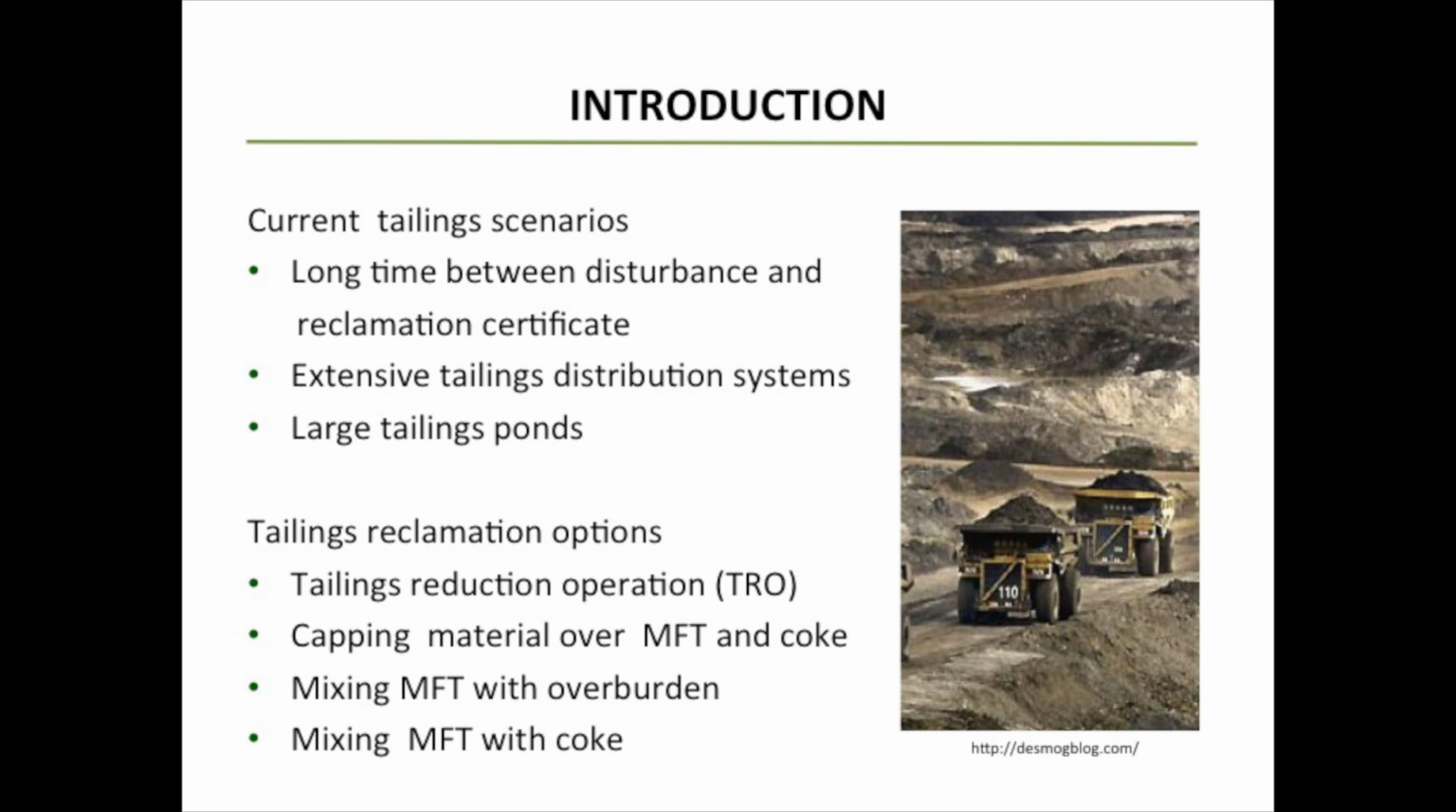Some of the tailings reclamation options they are trying with these materials: they are doing the tailings reduction operation that works with MFT. They add polymer flocculant to the MFT, so the clay particles attach to this polymer, and then the water is separated. I am working in this research with this dried mature fine tailings. They are also using capping materials over the MFT or over the coke, and also mixing MFT with overburden and mixing it with coke. So these are some options they are using now in reclamation.